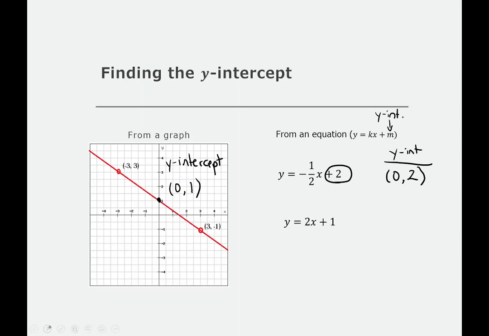Take a look at another example. Here's the m value. That means our coordinates are (0, 1). X is 0 and y is given. Try one more example. Here we have -1. So we have x is 0, y is negative 1. There's two different ways of finding the y-intercept.